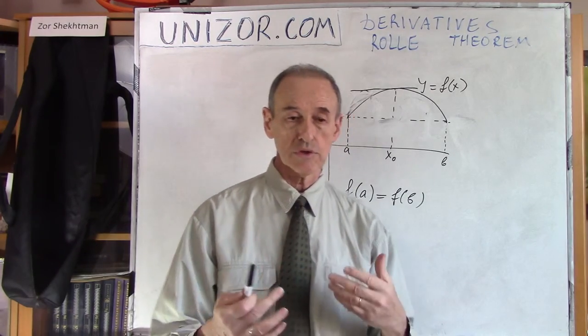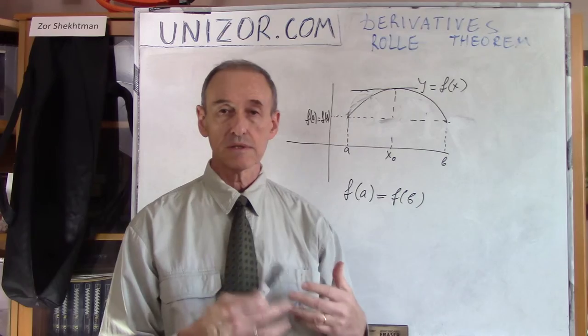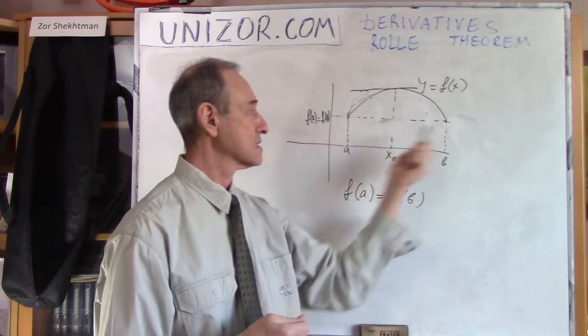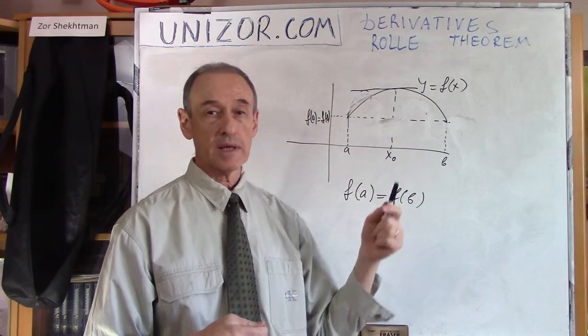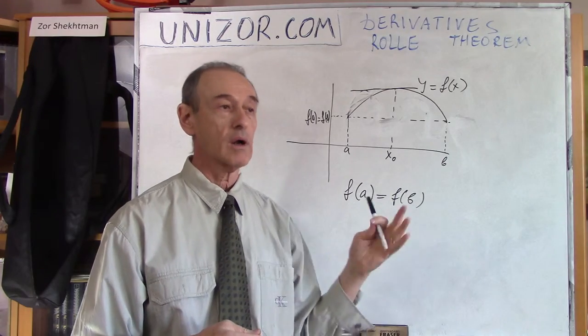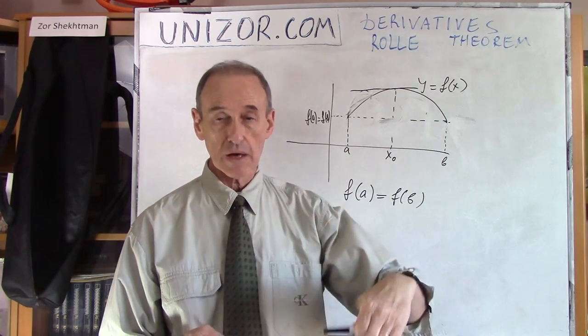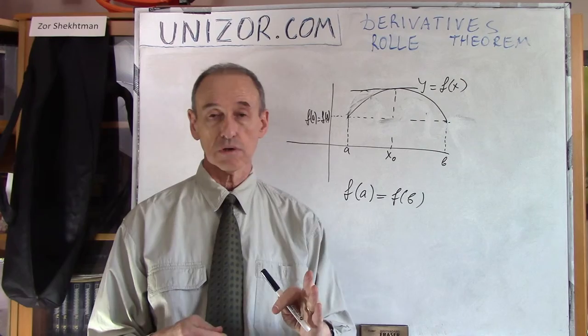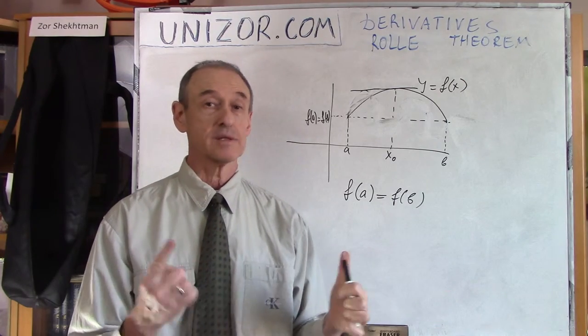All you have to do is logically consider that a function which takes the same values on both ends must be either constant, or after increasing, it should decrease, or after decreasing, it should increase. Maybe more than once, but at least once it must be done.